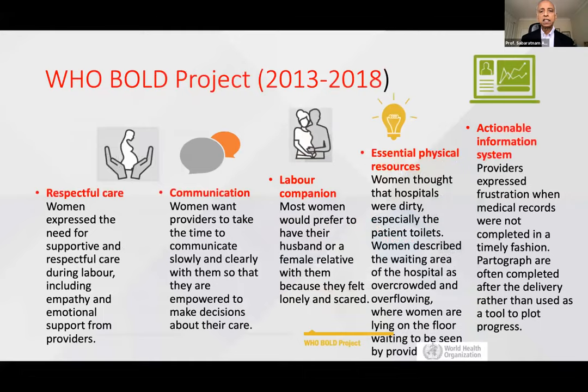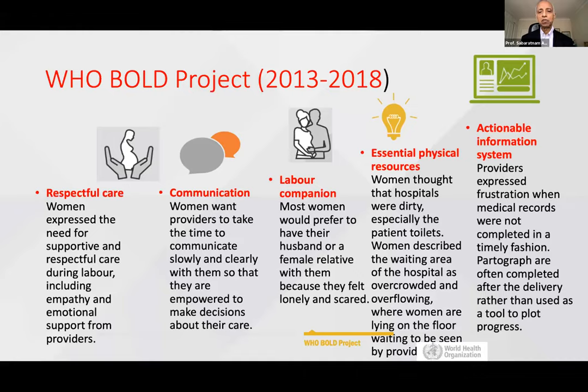So all this could be condensed into 5 different areas. Respectful care, that is what is being pushed. And I know in India, you are starting the Manyata program and similar programs, which will help in improving respectful care. Good communication. Women want the providers to take time and communicate. Labor companion, because labor companion is not to stand by, but to give them fluids to drink, something to eat, rub their back, reassure them, call for the nurse or midwife. And when the labor companion is there, the doctor or nurse does not speak to the woman rudely. So this is quite important. Labor companion is an advocate, helper, and so on.